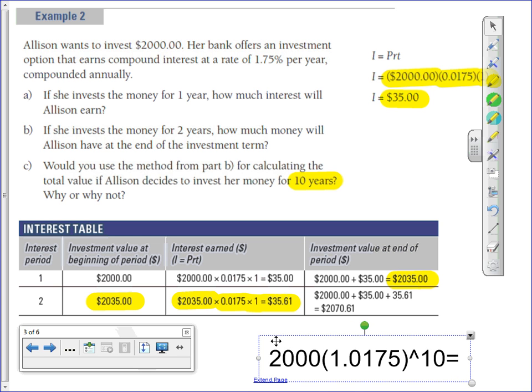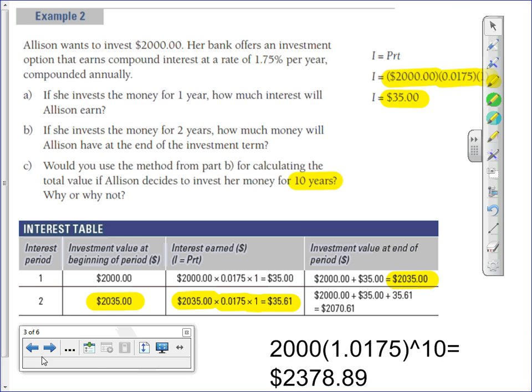So we should type this into our calculators. If you have your calculator, get it out. To the power of 10, and then multiply that by 2,000. We can get our total value after 10 years. And with compound interest, the longer you leave the money in, the more money you're going to get. So after 10 years, the value would be $2,378.89 if it was compounded annually.